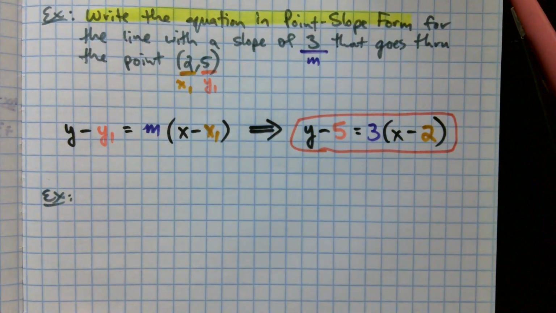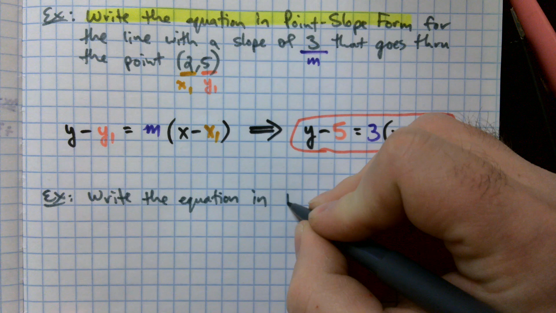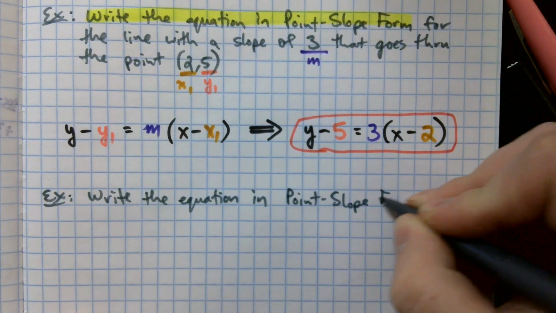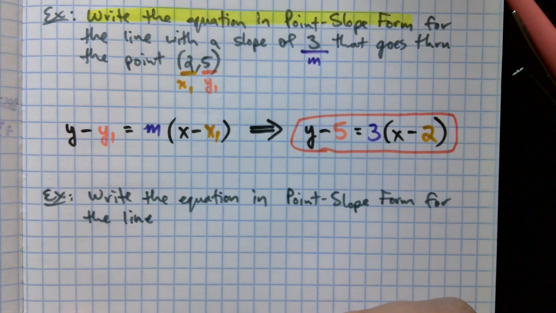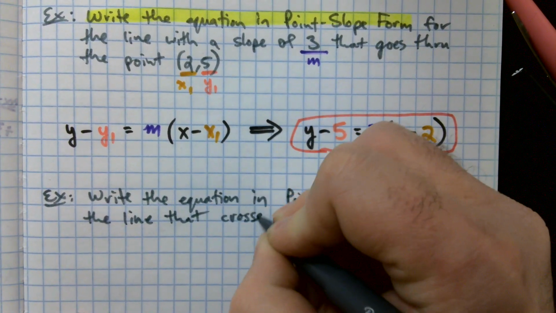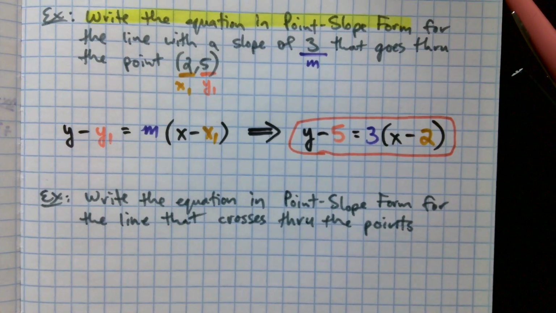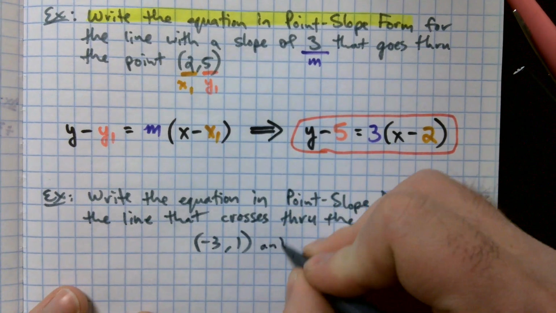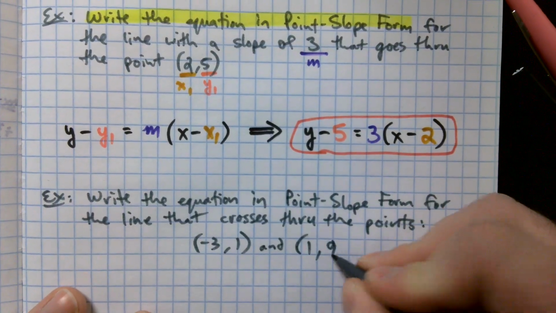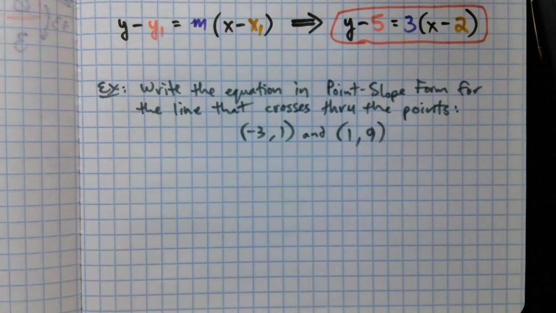Let's do another example. Let's write the equation in point-slope form for the line that crosses through the points (-3, 1) and (1, 9). A little bit different than the first one.